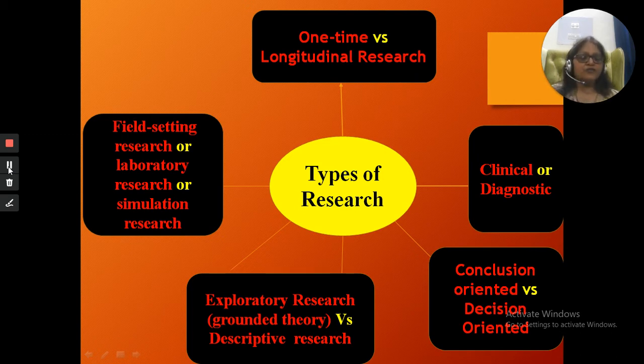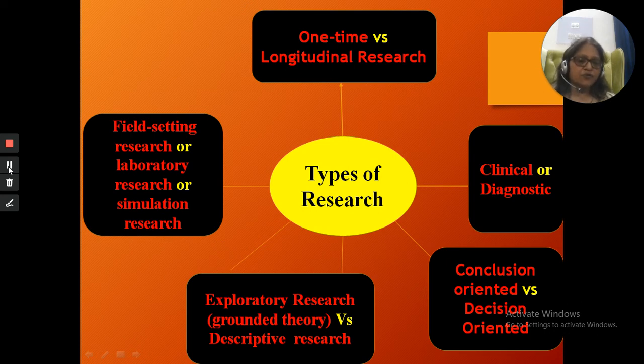Clinical or diagnostic research. When we try to find out what are the factors which are responsible for the particular results, we go into diagnostic. We try to diagnose an event, that what could be the factors which could be associated with this event. Clinical research, when we are working for the solution of a problem in a laboratory, that is clinical research.